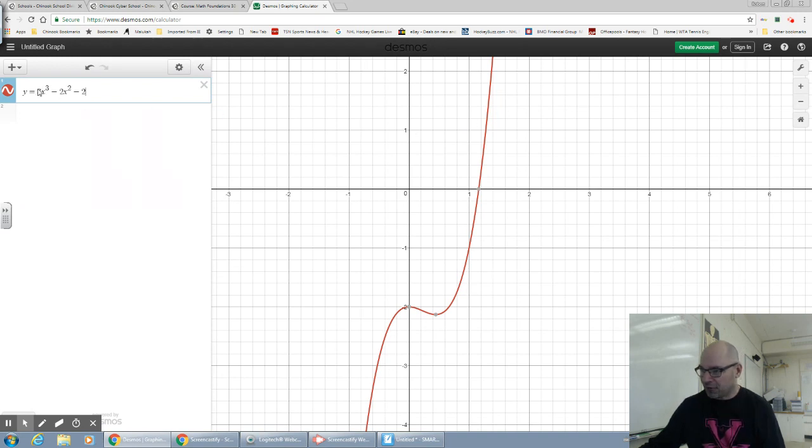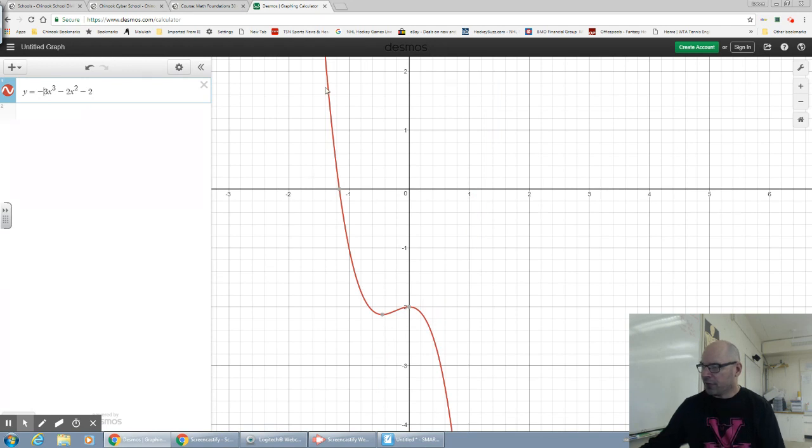If I put a negative in front here, it changes it. So the end behavior is flipped. It's starting up high on the left and going down low on the right. Okay, if I put in, let's throw in a fourth power there.